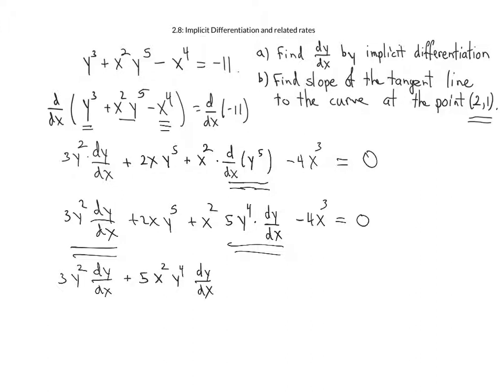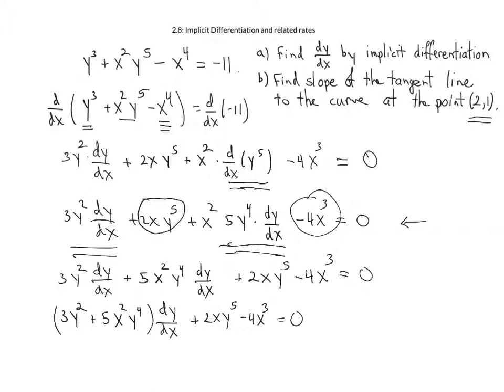So here I've written the first term, 3y squared dy dx, and what I wrote next is the other term that includes dy by dx. So it has an x squared, a 5y to the fourth, and a dy by dx, and I organize it 5 times x squared times y to the fourth times dy by dx. And now I've added 2xy to the fifth, which is this term here. And I've subtracted 4x cubed, which is this term here. And that's all of the terms on the left-hand side of this equation, and that equals 0.